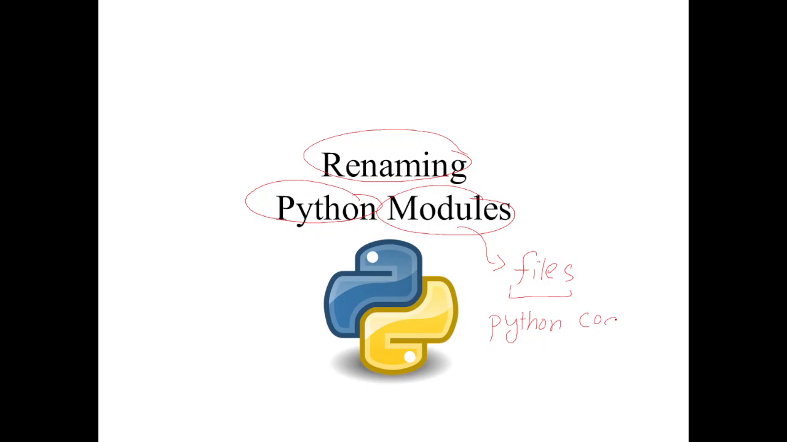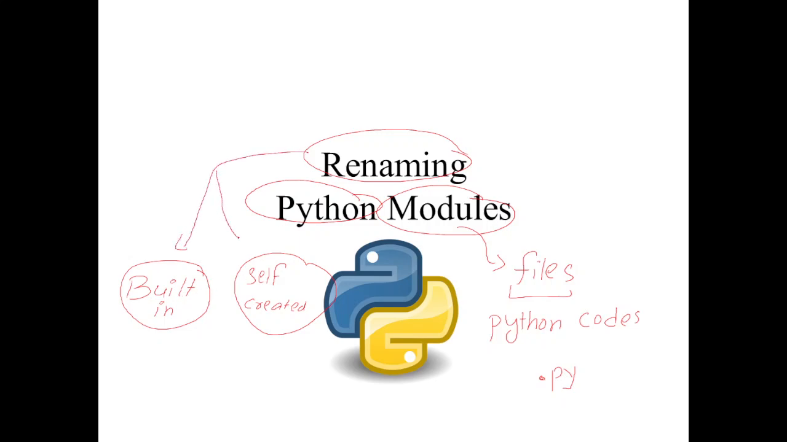Such files which have Python code, and are usually stored with the extension .py in the computer, are known as Python modules. Python has several built-in modules as well. These are already stored files in the computer, and we can even create them on our own. Such modules are called self-created modules, or user-created modules. We can rename any of these modules, whether they are built-in or self-created.